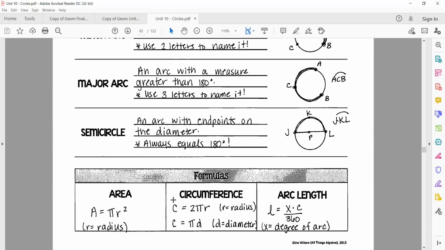Here's what I was talking about before with circumference: 2 pi r, or pi times d. Make sure you use the right one. The arc length is like a part of the circumference, because now you're trying to find how far around this circle you're traveling from one point through another to an ending point.